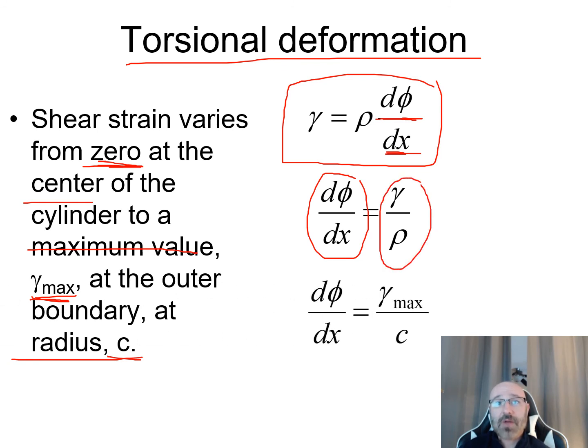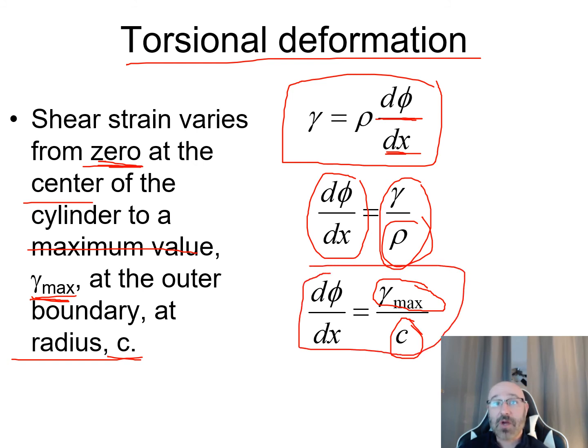We can also rearrange that and say, for our max, this is no longer gamma and rho, it's our gamma max, or our max shear strain, and our C is our total outer radius, so that rho is equal to C at the outer surface. Now we get this relationship: d phi dx is equal to our max shear strain divided by the outer radius C at the boundary.